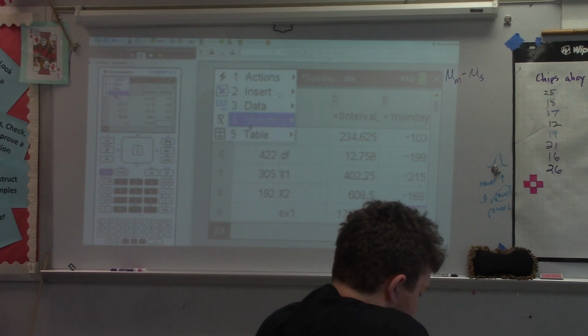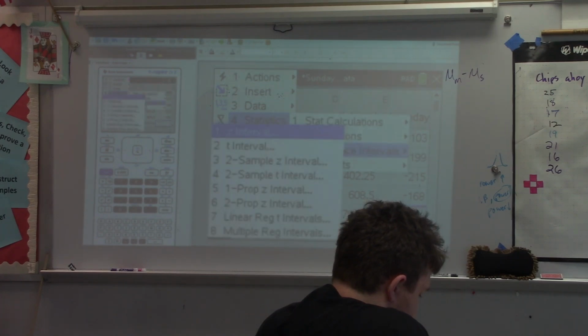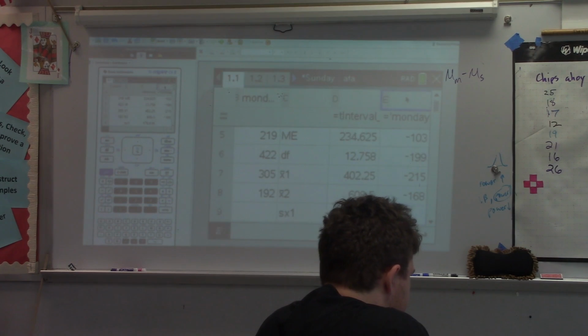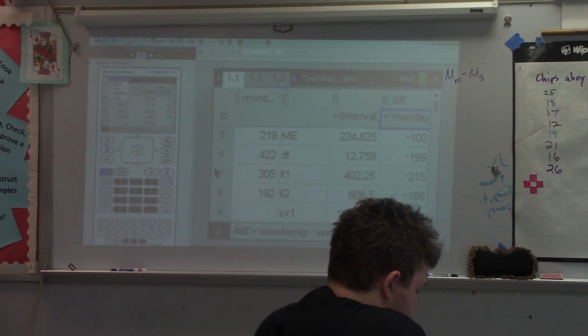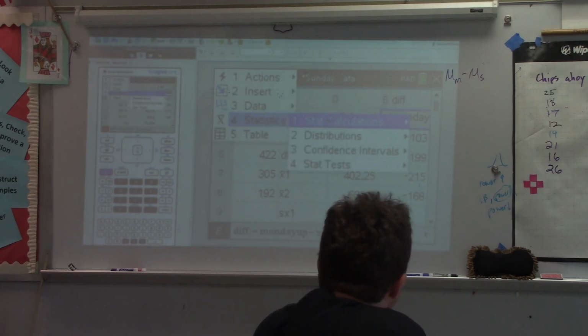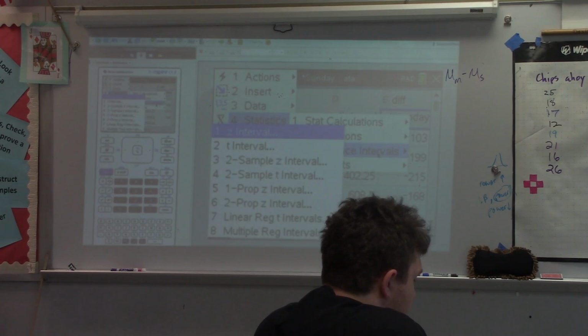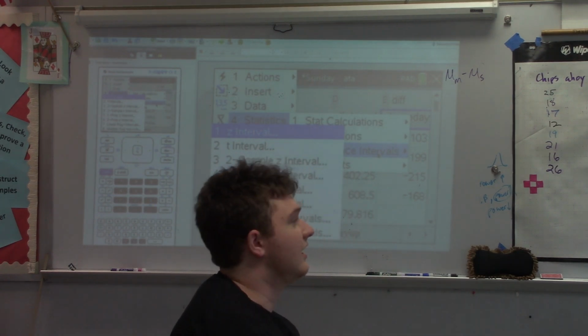Now, when I do my interval this time, what type of interval do I need to do? I need to do just a simple t interval. Hear me on this again. Because I found the difference, which let me also actually name this. So, difference, okay? Because I did the difference, how many lists do I now have?